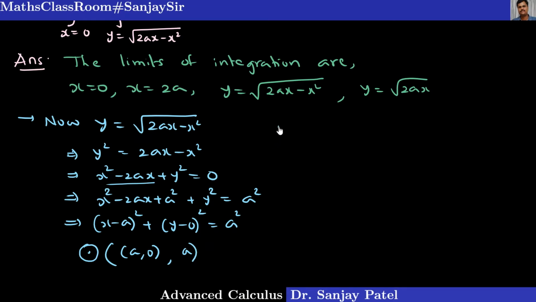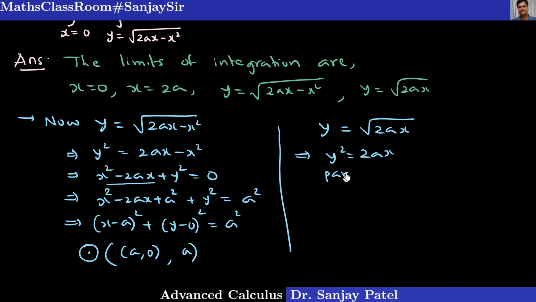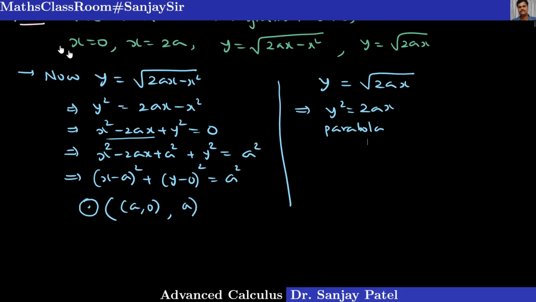On the other hand, the second curve, y is equal to square root of 2ax, you can write as y square is equal to 2ax. So it is a parabola. And for both the curves, we want to find the intersection of these two curves with the given lines x equal to 0 and x equal to 2a.